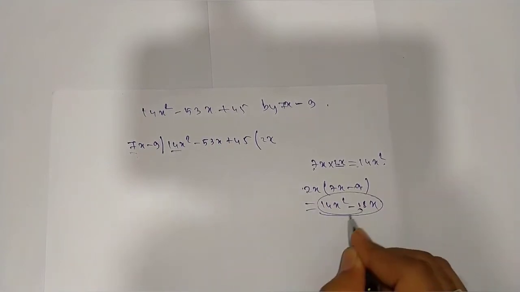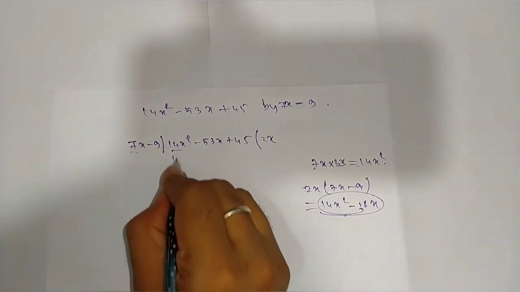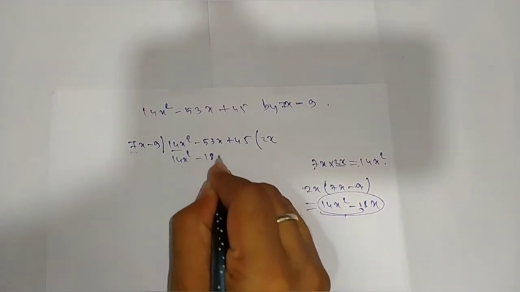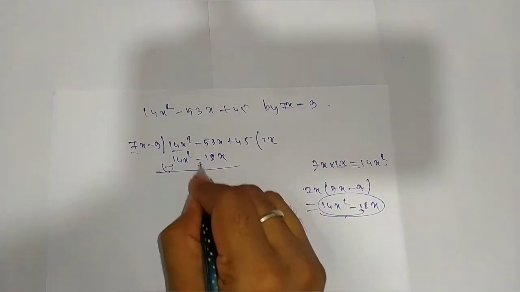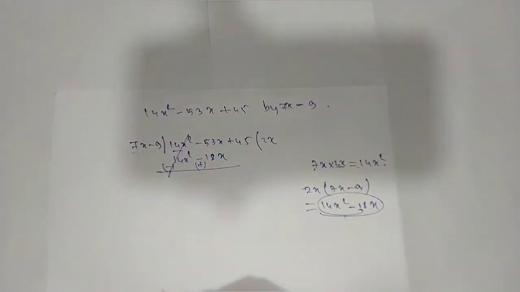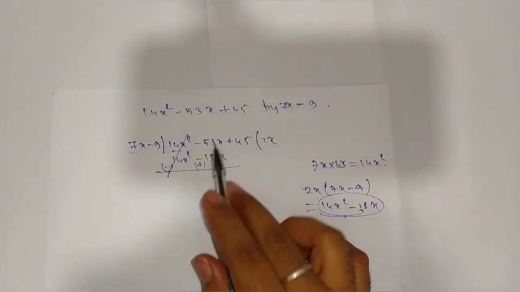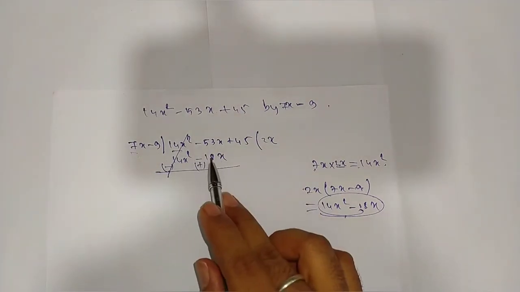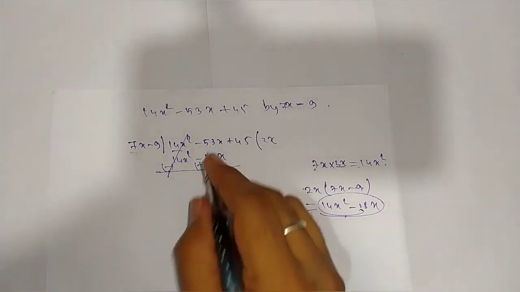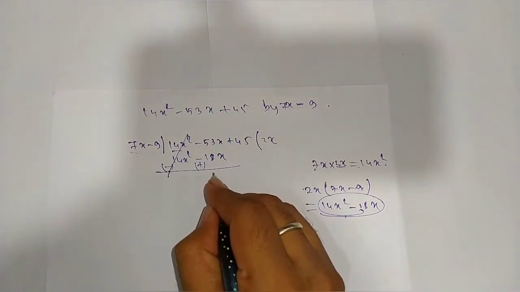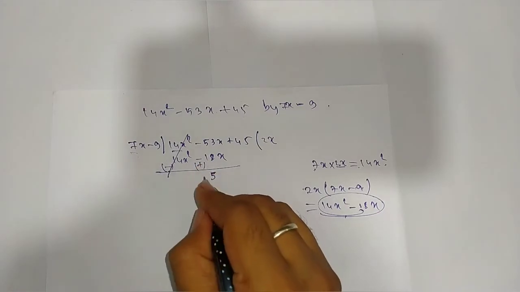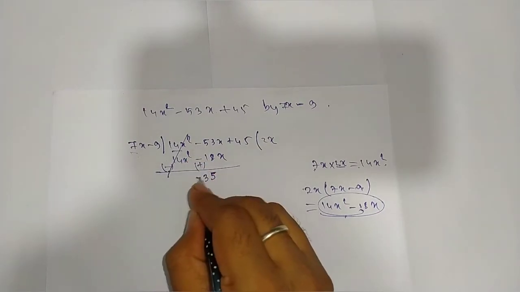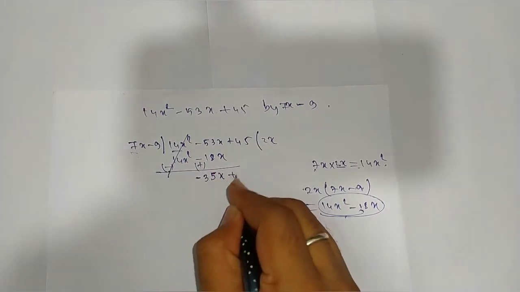So take the whole thing and put it here. That is 14x square minus 18x. Here the symbols change: plus will give you minus, and minus changes into plus. These cancel each other. So minus 53 plus 18, you will get minus 35. Carry the 45 down as well.